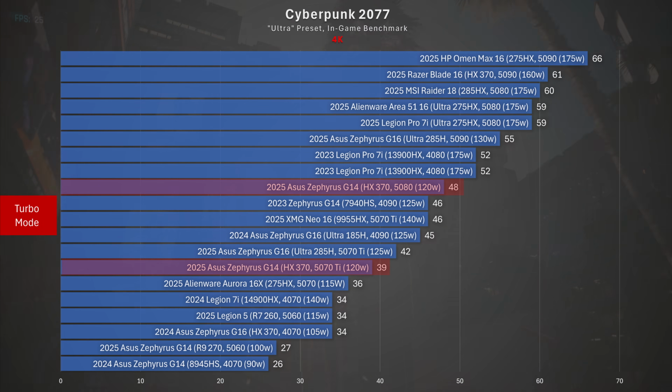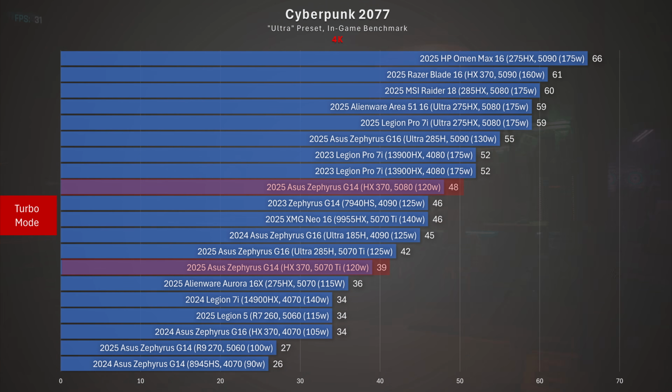4K is possible. So 4K Ultra, for example, we're hitting 34 FPS. Not great, but not actually far behind 39 FPS on the 5070 Ti G14, which is kind of funny because the 5080 actually has a pretty good lead here at 48 FPS over all of them.